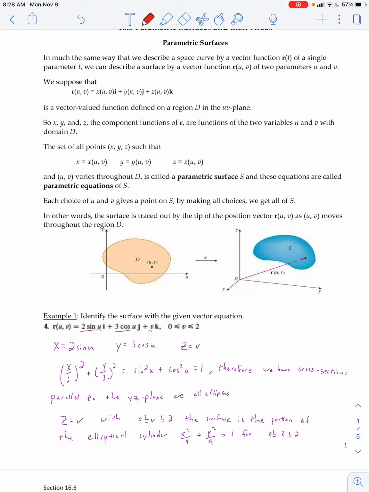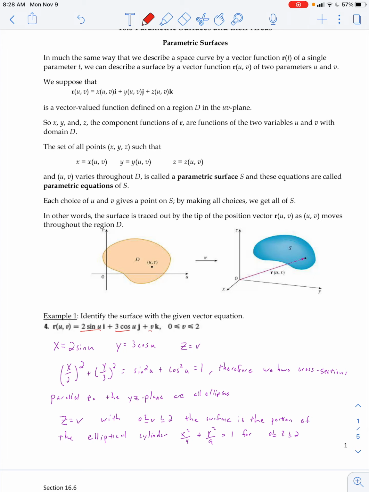Now that I have x equals 2 sine u, y equals 3 cosine u, and z equals v, I'm going to determine what type of shape this has. Well, if I have 2 sine u and 3 cosine u, then that tells me what I have is going to be in the shape of an ellipse. If I square both sides, I'm going to have sine squared u plus cosine squared u equal to 1, and instead of 2 sine u, that changes to x over 2 squared plus y over 3 squared. And z is still just equal to v.